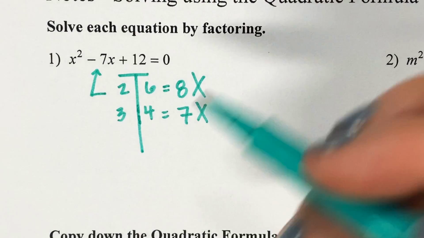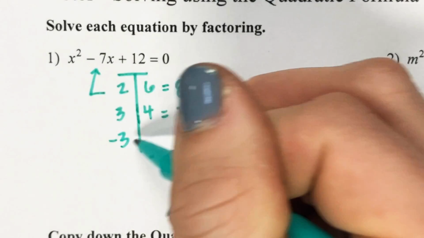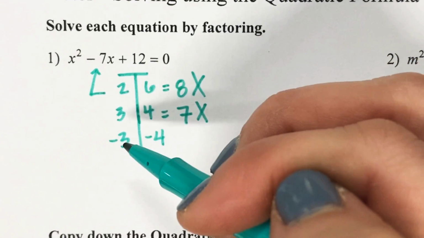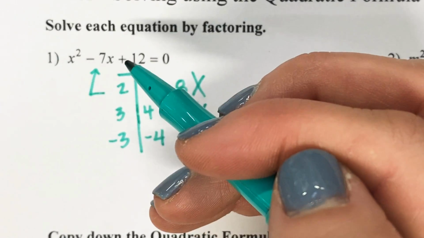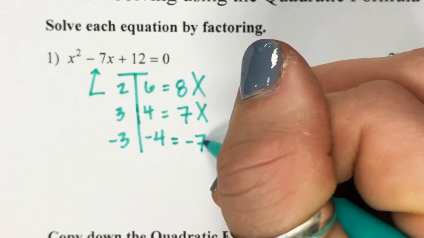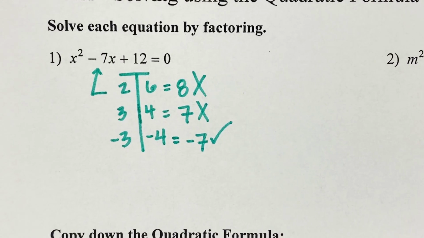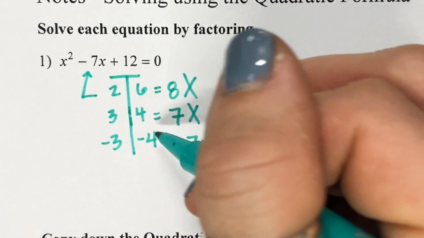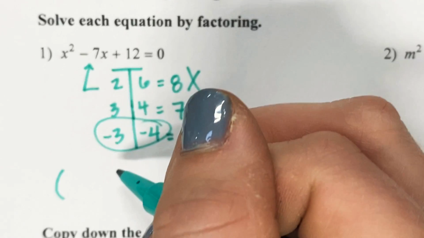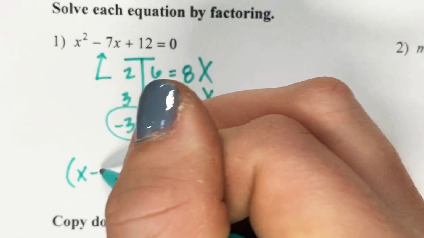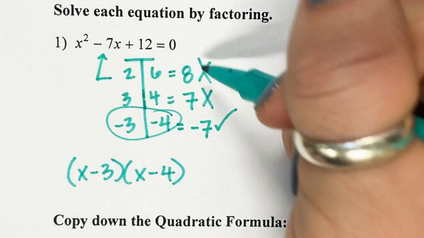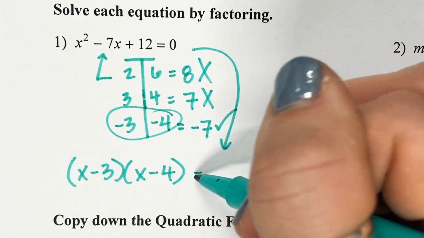But remember, a negative times a negative still gives me a positive. Negative 3 times negative 4 still gives me positive 12. And when I add these two together, I get negative 7. And that is what we were looking for. Okay, so now that we found our two numbers that work, we can write it in factored form, which is x minus 3 times x minus 4. And then we just bring down that equals 0.